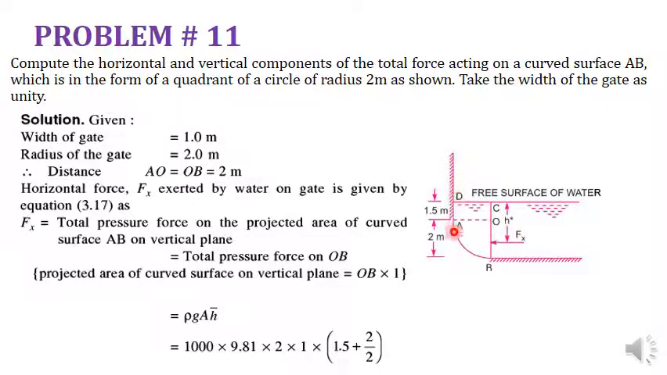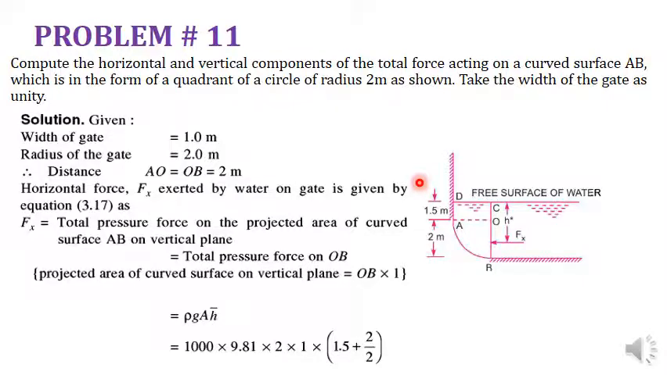Now, first of all, we need to understand the problem statement. It's very easy. Here in the sketch, you can see the free surface of the water. Inside it, at the depth OC, starting from point A, the curved surface goes from A to B. This is the quadrant of a circle, and for it you need to determine the resultant force applied and normal to it.